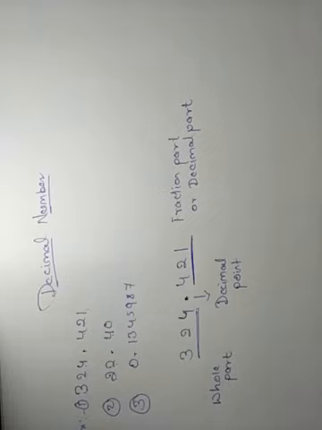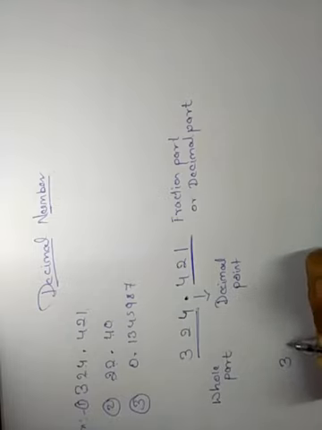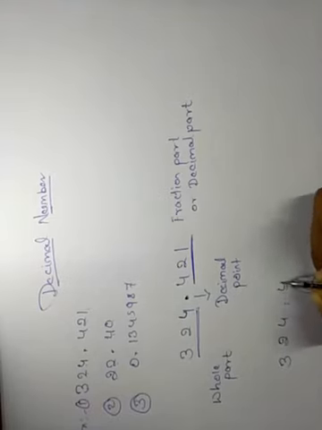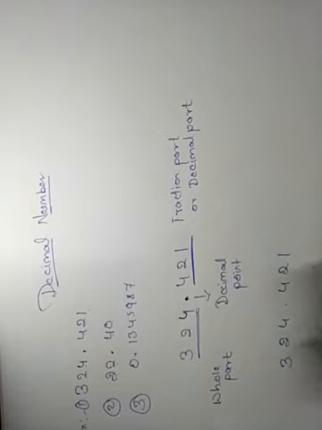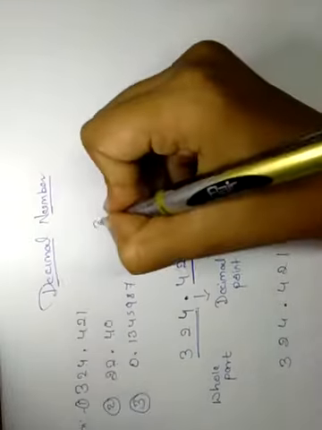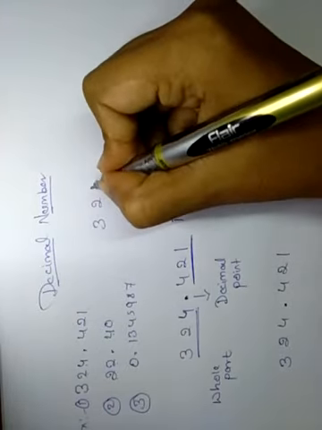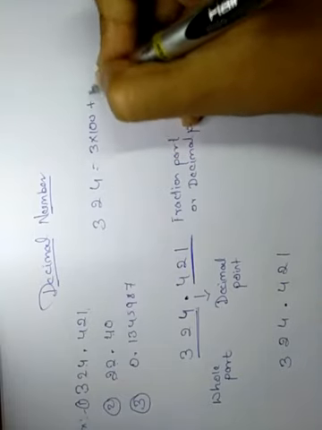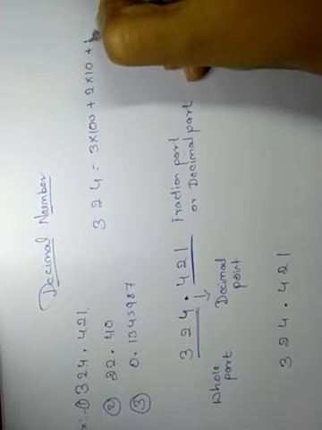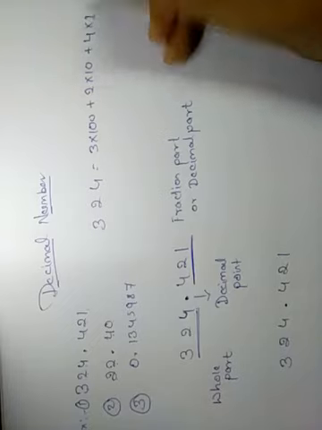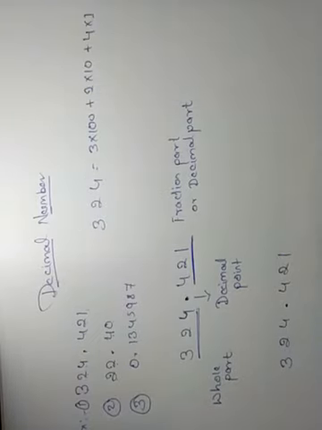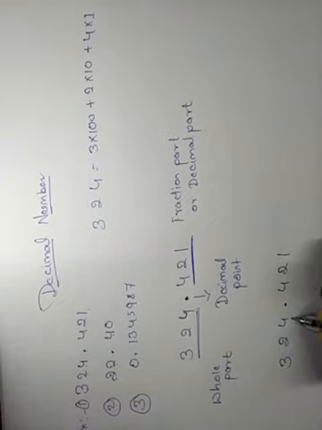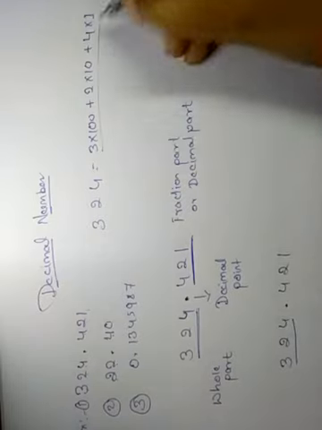Next we'll learn how to write the expanded form of a decimal number. We'll take this number only, 324.421, right? Now you already know how to write the expanded form of a whole number. Here the whole number is 324. How to write the expanded form of this? 3 into 100 plus 2 into 10 plus 4 into 1, right? This is how we write the expanded form of a whole number. Here also, we write the expanded form of the whole part like this only.